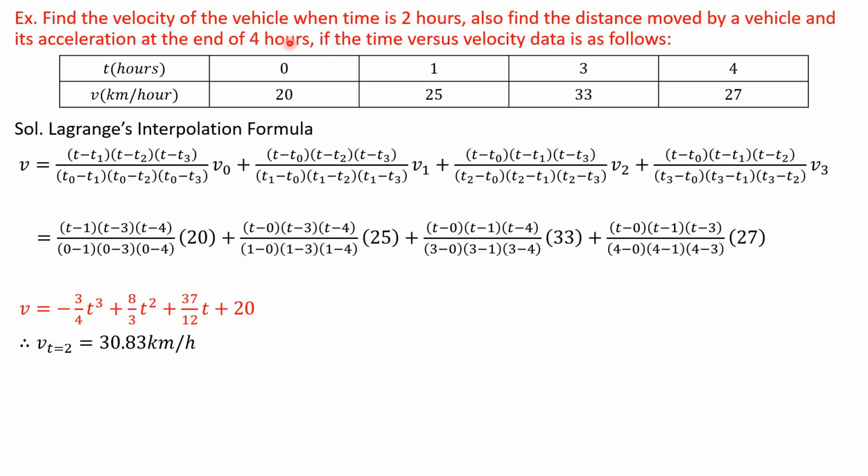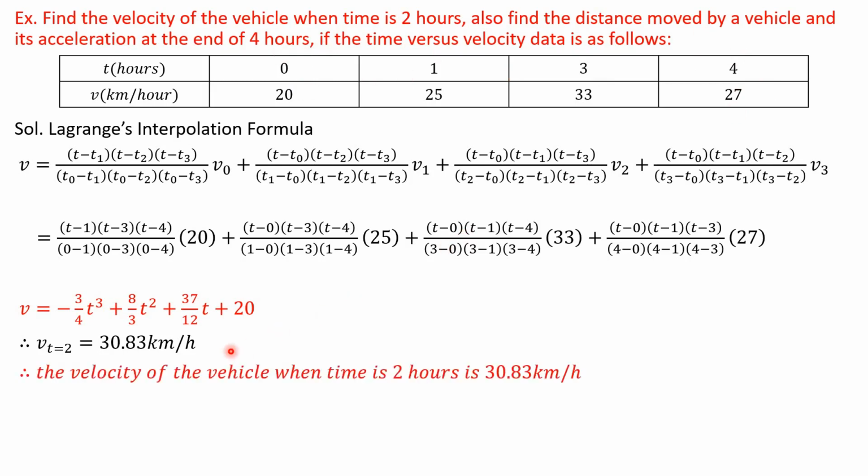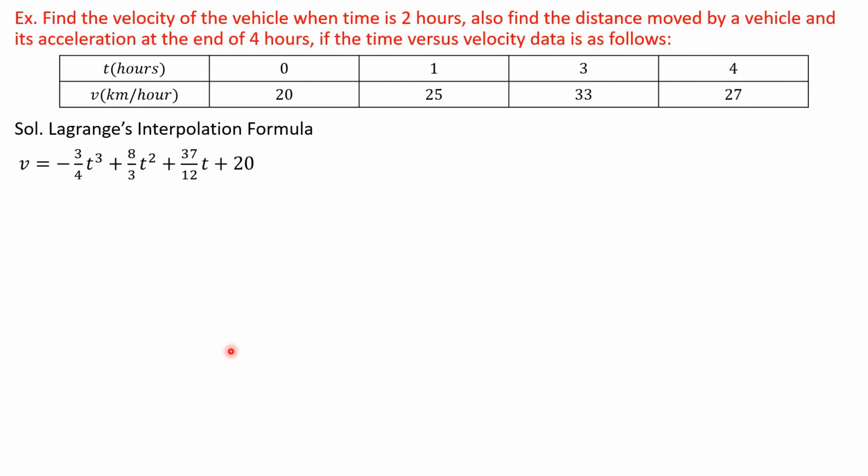So first is what you have to find, a distance moved by a vehicle in 4 hours. Okay, so what is the total distance covered by a vehicle in 4 hours, that you have to find with these given velocities. Alright, so we know that, this is our v. Alright, to find a distance moved by a vehicle in 4 hours, we will use integration, right?